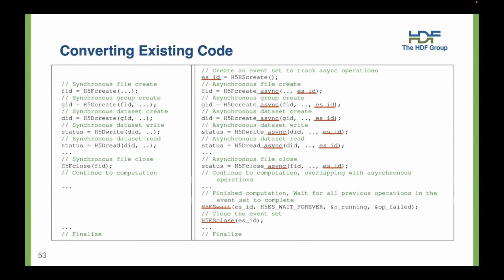So this is just an example of how you change your code. This is a synchronous file, and this is how you would change it to do async. You just add the parameter. If you wanted to wait for all the async operations to complete, you just call H5ESwait. In this case, it waits forever for all of them to complete before moving on, and then you close it. So that's basically what you have to do to change your code to be able to use it.